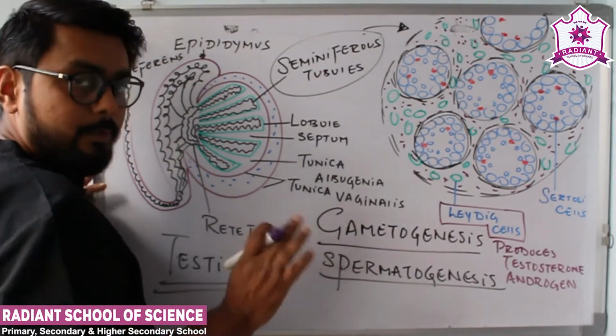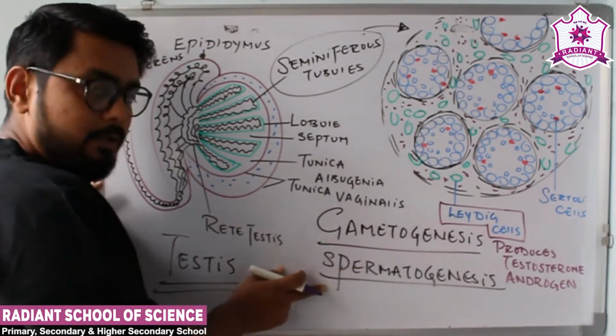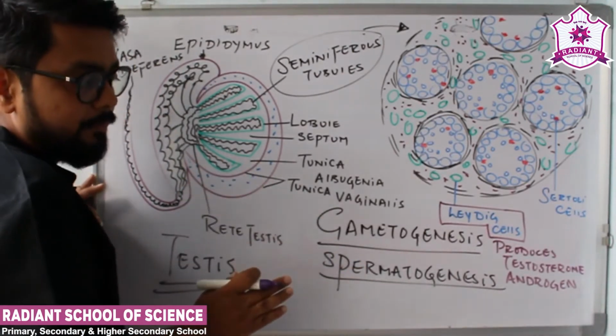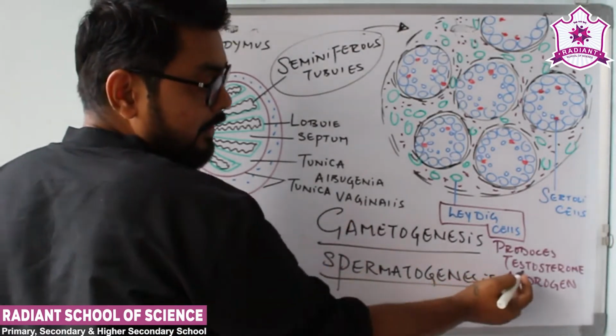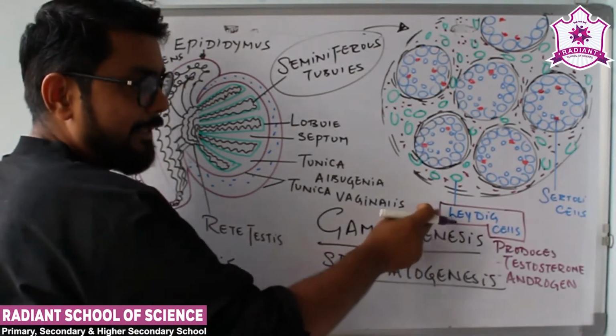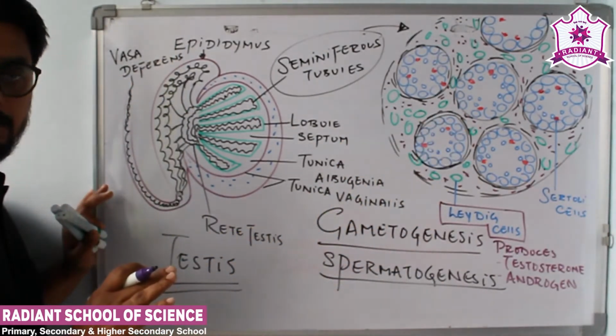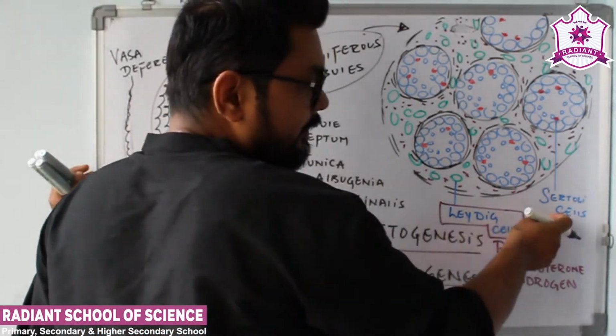Okay. So the whole process of formation of a sperm is going to take place through the process of spermatogenesis, and that is only going to be done when testosterone or the androgens are produced, and they are going to be produced by the Leydig cells which are inside the seminiferous tubules. Okay. The another important cell is the Sertoli cell.